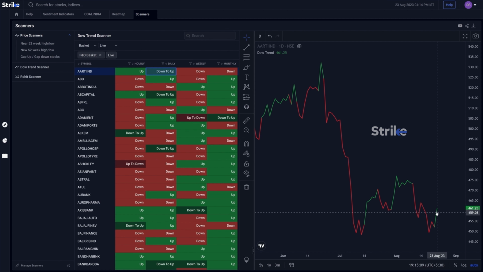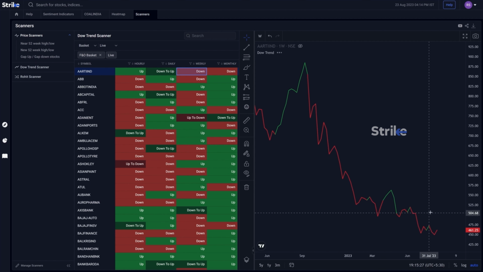Live mode means this is the trend reversal happening within this time frame and will confirm at the end of the time frame, at the end of the hour, on the daily chart at the end of the day, which is at 3:30, on the weekly chart at the end of the week. It would confirm a trend reversal if it says down to up or up to down. But if it says down, it simply means that the current trend is already in force.